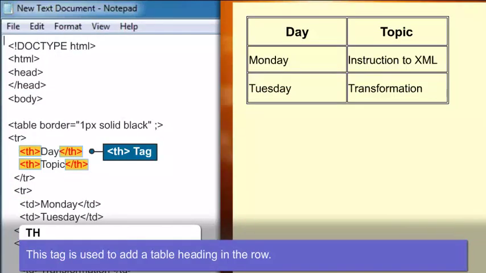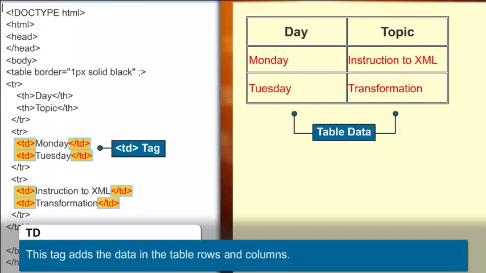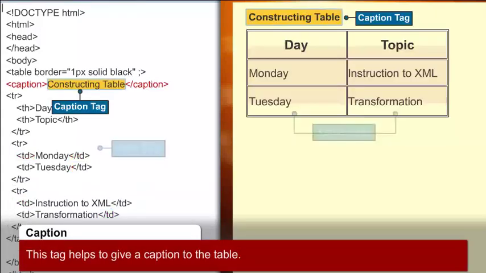TH. This tag is used to add a table heading in the row. TD. This tag is called table data. This tag adds the data in the table rows and columns. Caption. This tag helps to give a caption to the table.